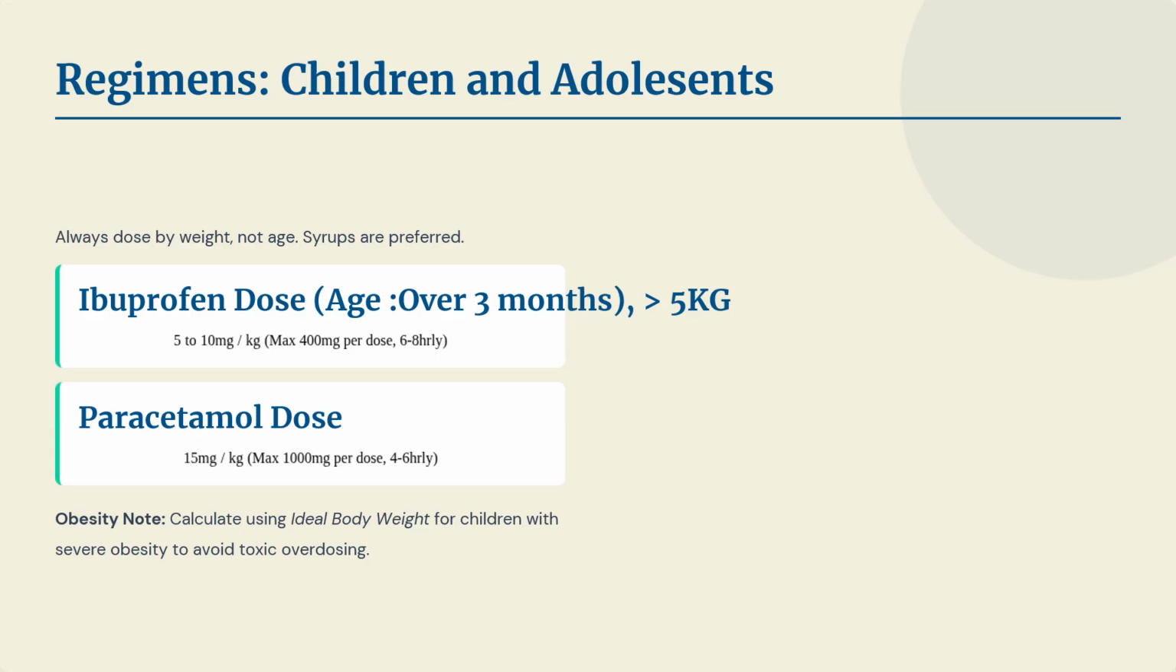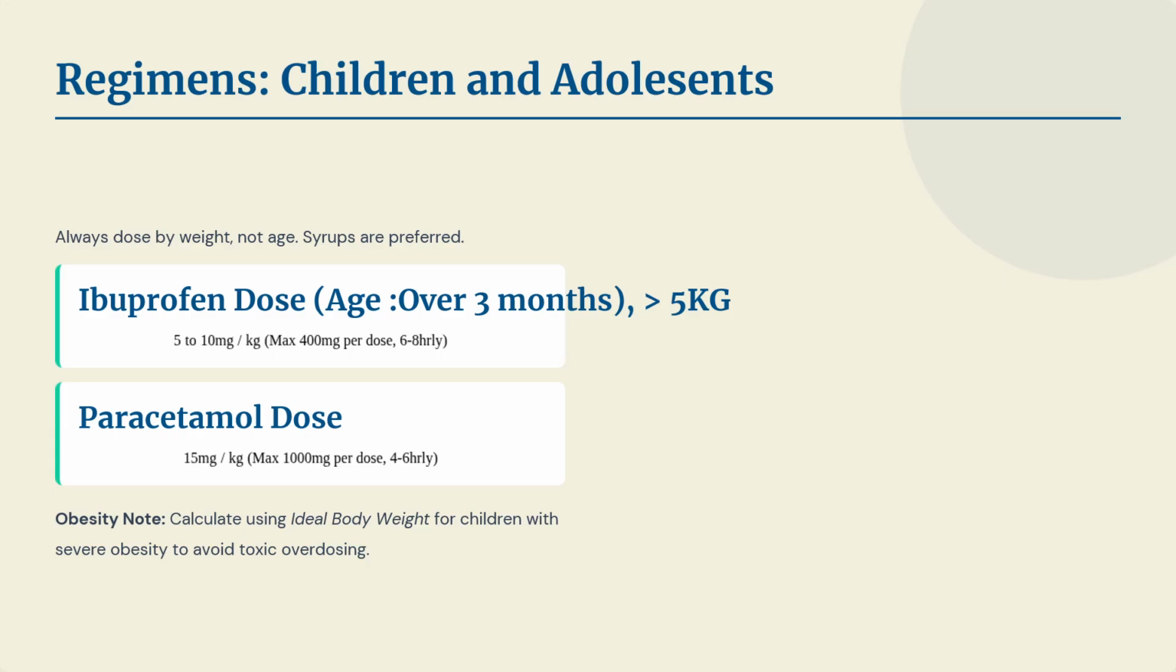Now coming down to the dosage in children and adolescents, therapeutic guidelines emphasize that you should always dose by weight, not age. And in kids, syrups are preferred. So for the ibuprofen dose, you can use it in patients who are over 3 months, and the weight should also be over 5 kilograms. If it's less than 5 kilograms, you're not using it.